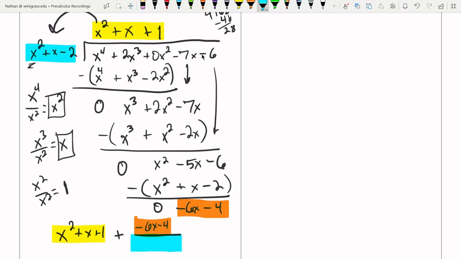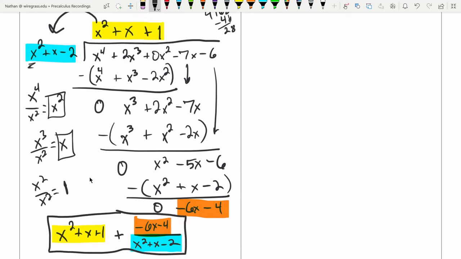That's going to go down here. And that's our final answer. So this x squared plus x minus 2 did not divide evenly into x to the fourth plus 2x cubed plus 0x squared minus 7x minus 6. If it did, the remainder would be 0, and this whole thing would go away. In this case, it did not divide evenly, so we have a remainder, and that's how you can write it.